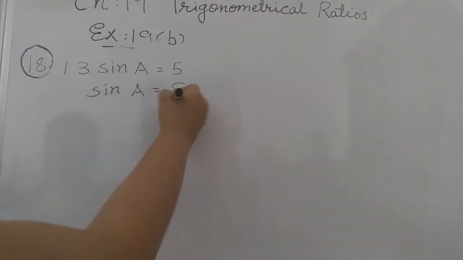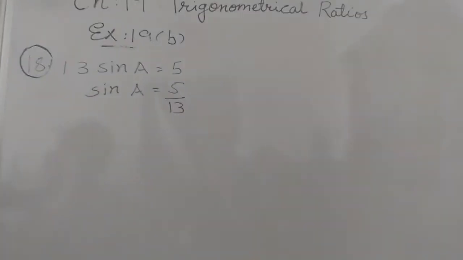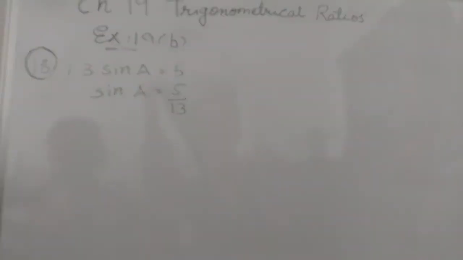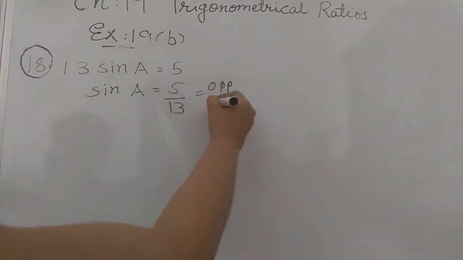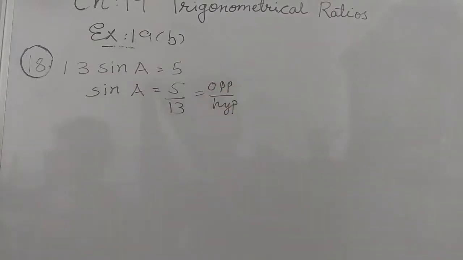Question number 18. If 13 sin A is equal to 5. This is given to us in the question. So we can write sine A is equal to 5 by 13 by taking this 13 on right hand side in the denominator. Now find the value of 5 sine A minus 2 cos A upon tan A. So sine A is opposite upon hypotenuse. So we require to find first of all the required unknown side, adjacent side.